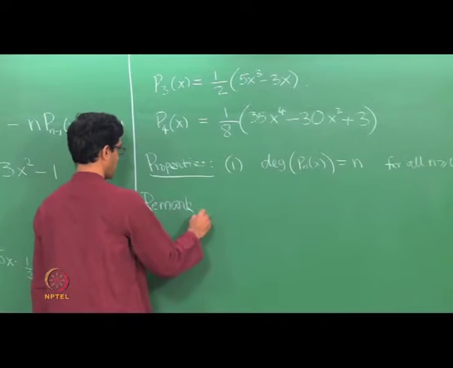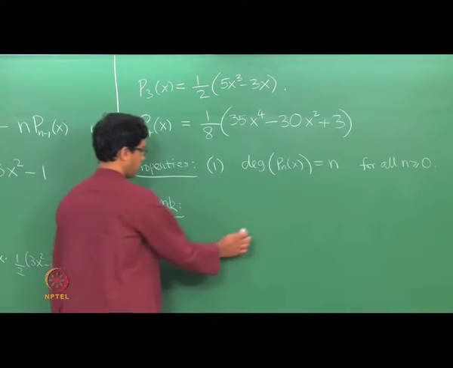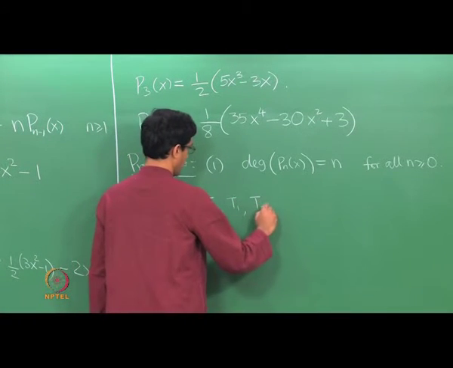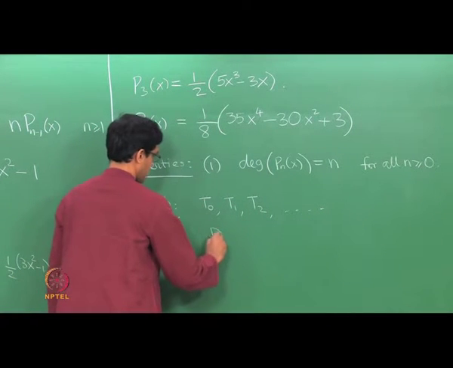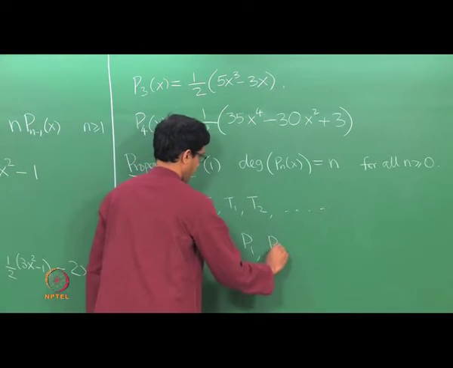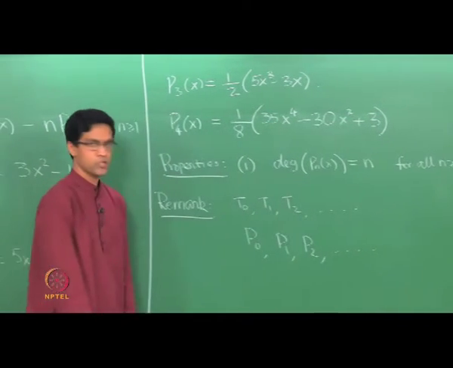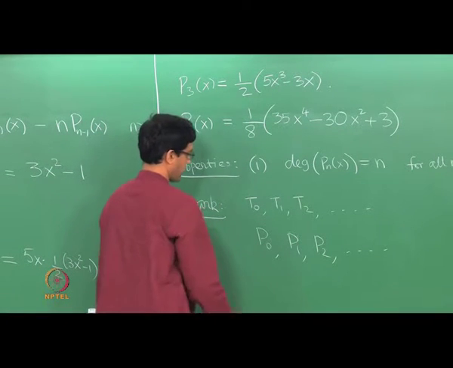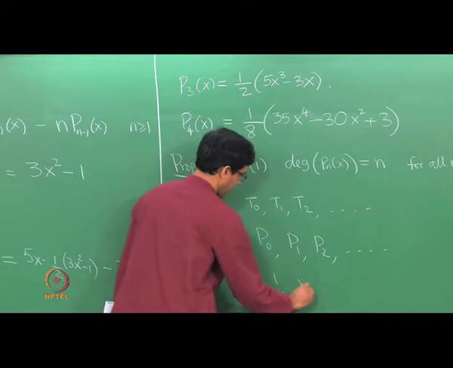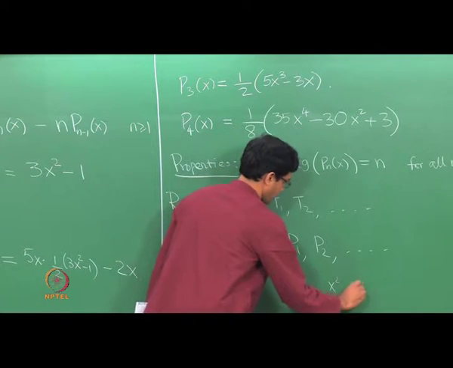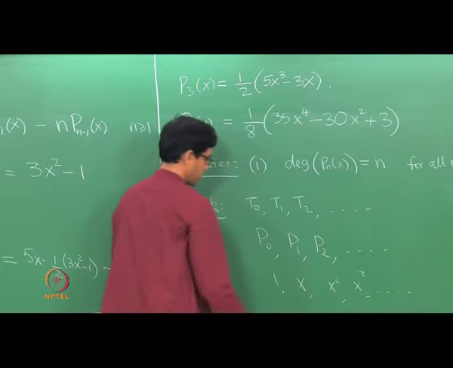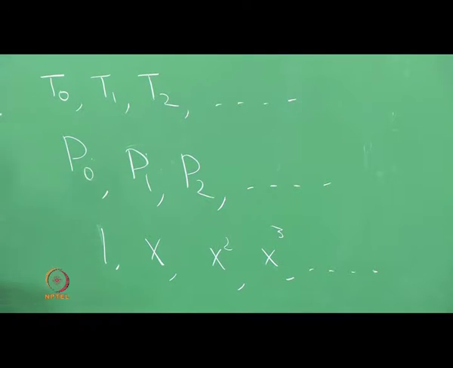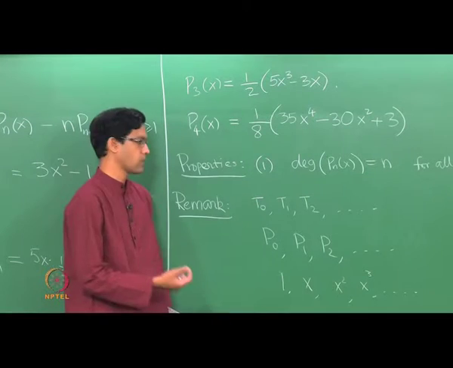So here is a remark concerning such polynomials. Observe, we have already constructed two such series. We have T0, T1, T2 and so on, the Chebyshev polynomials. Then there is P0, P1, P2, the Legendre polynomials. And in fact there is also the much simpler version. Let us just look at the polynomials 1, x, x squared, x cubed and so on. These are all just powers of x. They are also polynomials, one of each degree. So each of these three sequences has the property that it contains one polynomial of each degree.